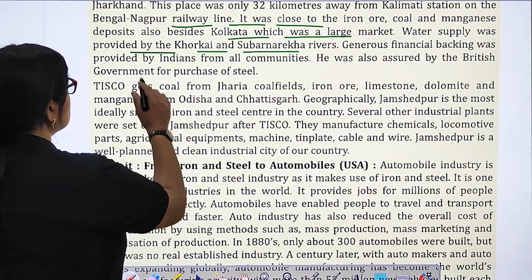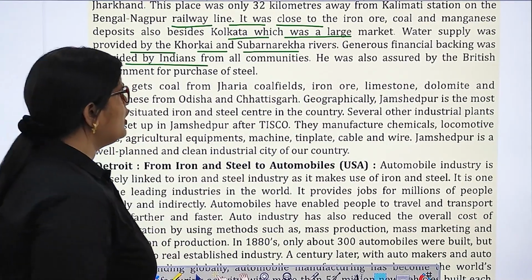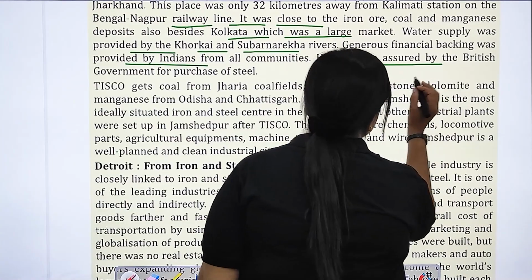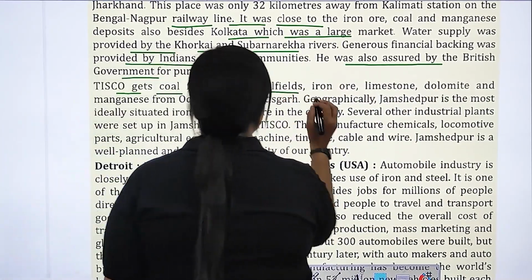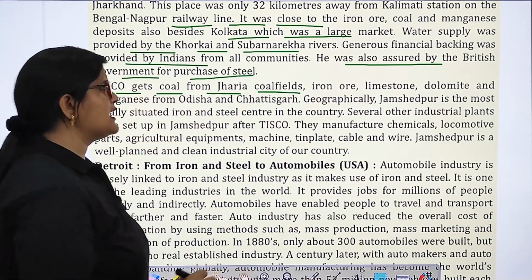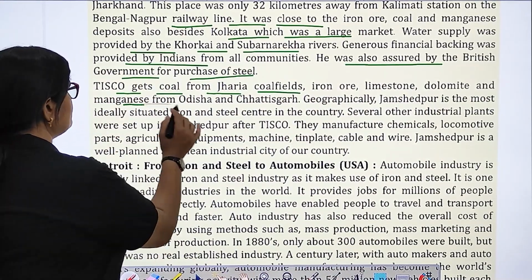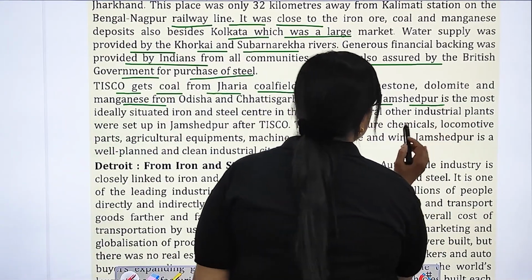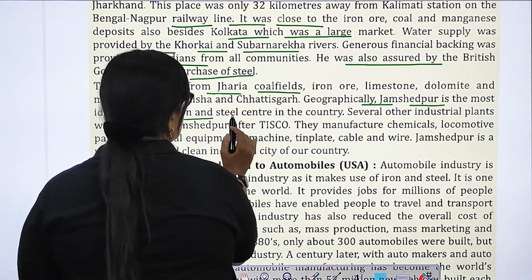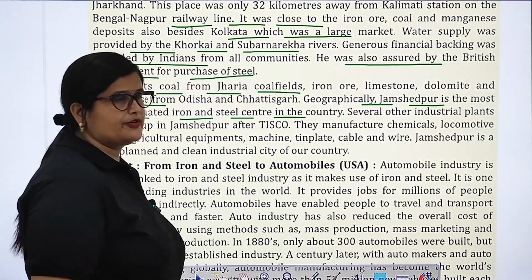Besides, Kolkata was a large market, and water supply was provided by the Kharkai and Subarnarekha rivers. Generous financial backing was provided by Indians from all communities. He was also assured by the British government for purchase of steel. TISCO gets coal from Jharia coalfields, and iron ore, limestone, dolomite and manganese from Odisha and Chhattisgarh. Geographically, Jamshedpur is the most ideally situated iron and steel center in the country.